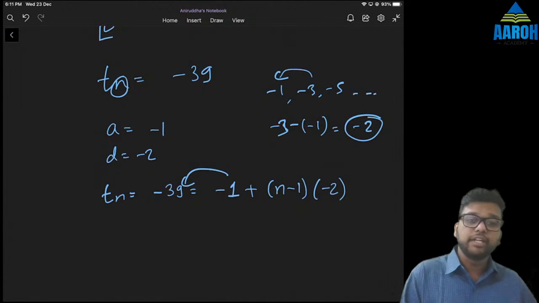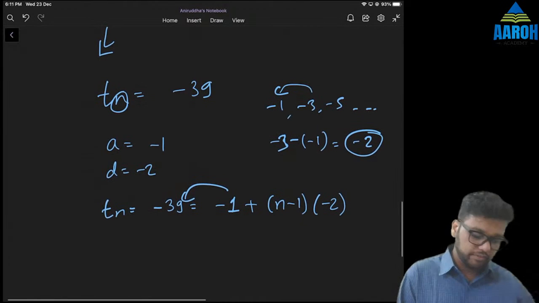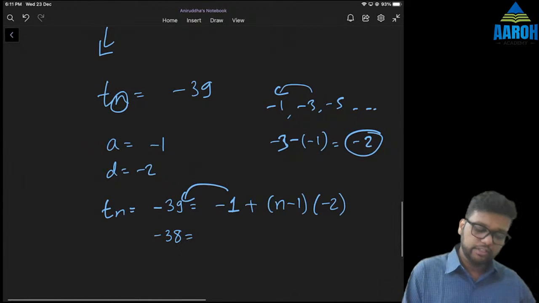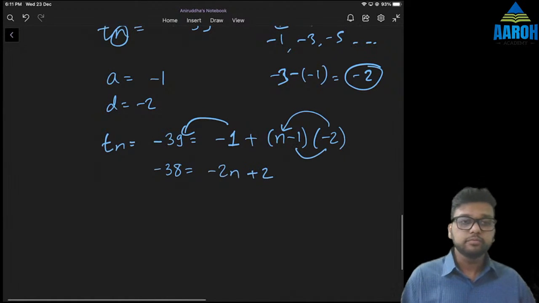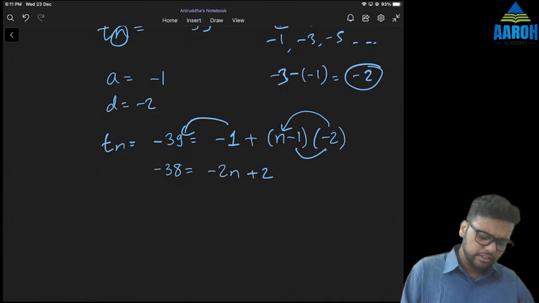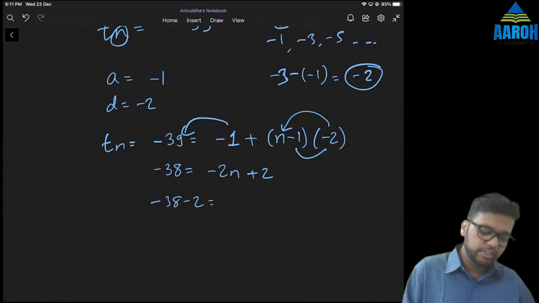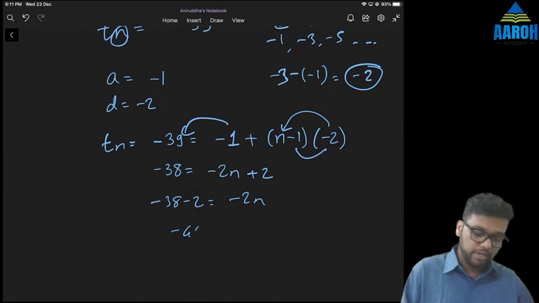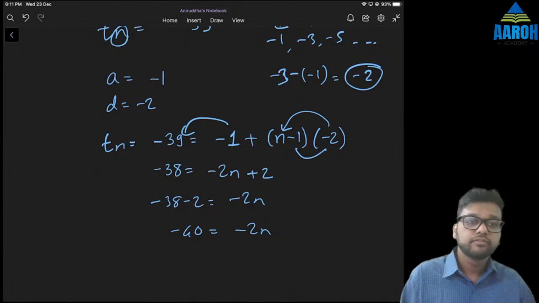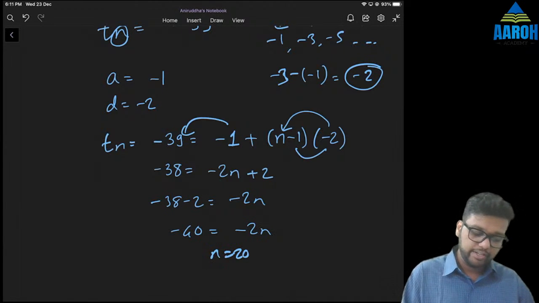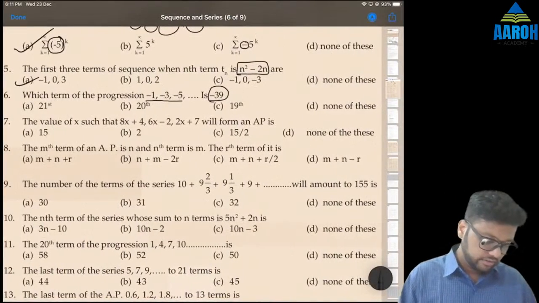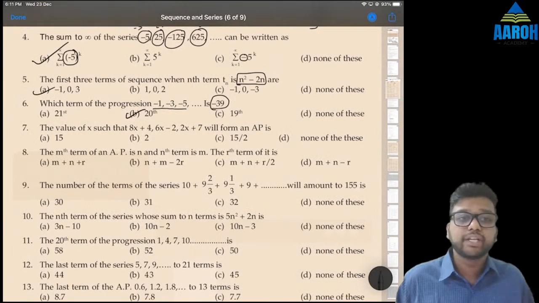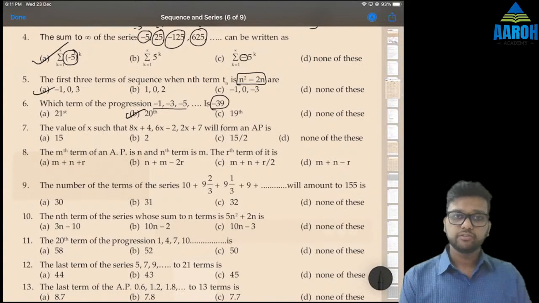Let's take this 1 here, -1 here. So minus 39 plus 1 will be minus 38 is equal to, let's open this bracket, minus 2n and plus 2. Let's take plus 2 to that side. So minus 38 minus 2 is equal to minus 2n. That means minus 40 is equal to minus 2n. That means n will be 20. 20th, very good, Akanksha, 20 is correct. For 6th one, 20 will be the correct answer. N is coming to be 20.